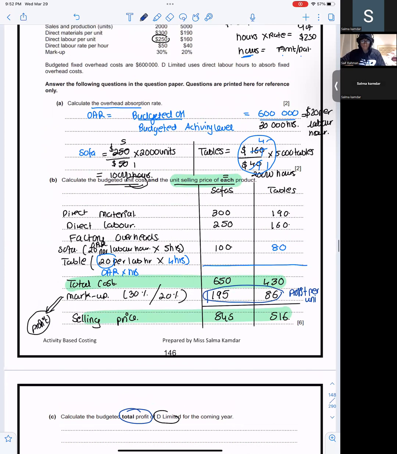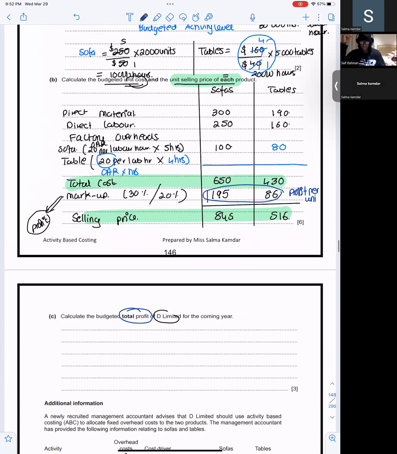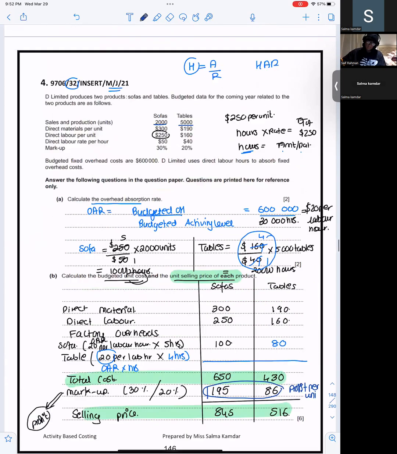So I will multiply with the number of units. For sofas, my markup is 195. And for table, my markup is 86. This is per unit, but they want total. So I will multiply by the units. I'm selling 2,000 sofas and 5,000 tables.